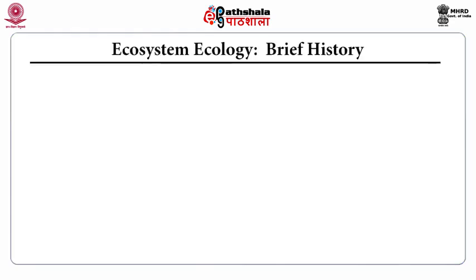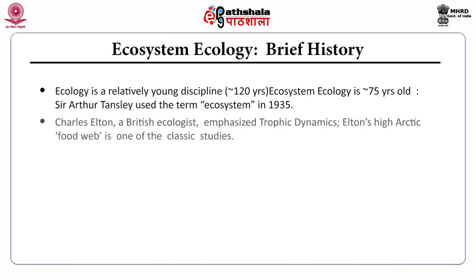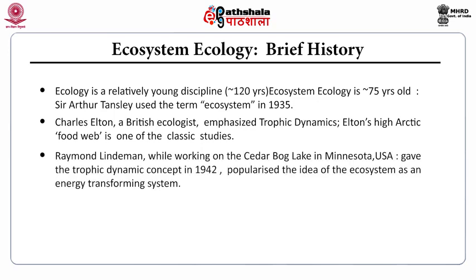So, in ecosystem ecology, we will discuss a brief history. Ecology is a young discipline, about 120 years old, whereas ecosystem ecology is 75 years old. Sir Arthur Tansley used the term ecosystem in 1935. Another well-known worker has been Charles Elton, a British ecologist, who emphasized the trophic dynamics concept in ecology. Elton's high Arctic food web is one of the classic studies. Raymond Lindeman, while working on the Cedar Bog Lake in Minnesota, USA, gave the trophic dynamic concept in 1942. He popularized the idea of the ecosystem as an energy transforming system.